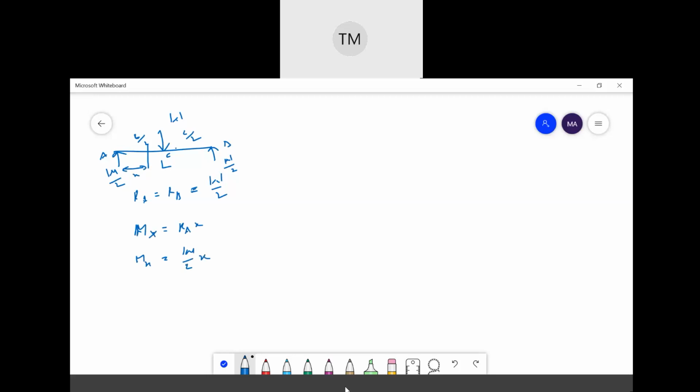What is your deflection equation? EI d square y by dx square is equal to M x. In this equation I am substituting EI d square y by dx square is equal to W by 2 into X. Then I am integrating on both sides.